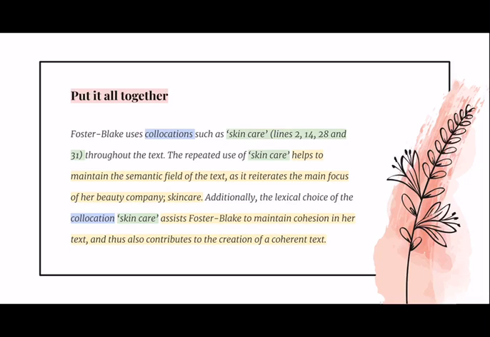So in the first section, it helps to maintain the semantic field, and then I've explained how it does that. Okay, so that's the reason why collocation is important, because it maintains the semantic field. In the second part, I've used the same example, and I've said it also helps to maintain cohesion, and thus makes it a coherent text. So that's the explanation of why it's important in that particular case.